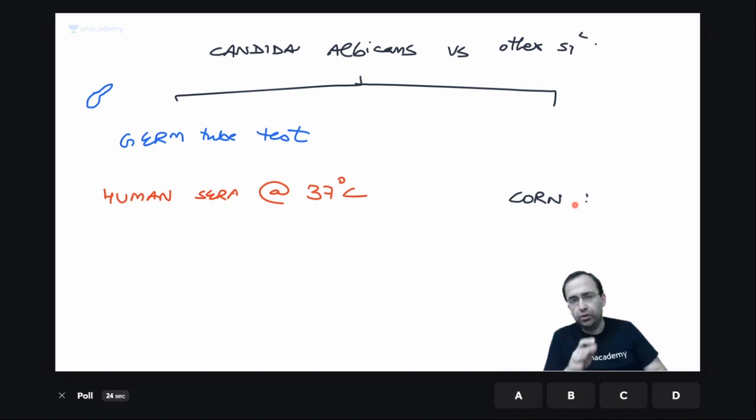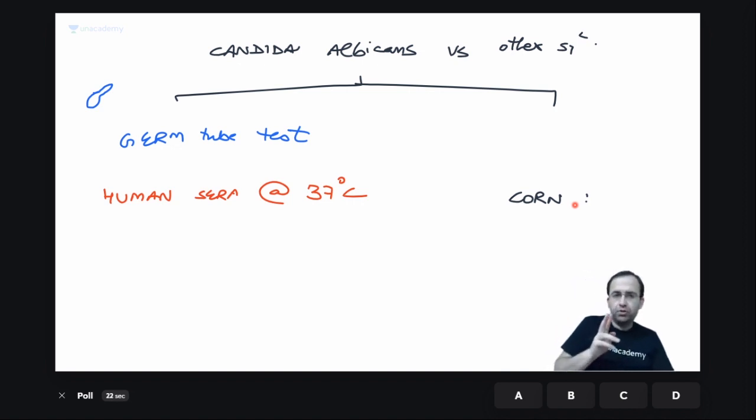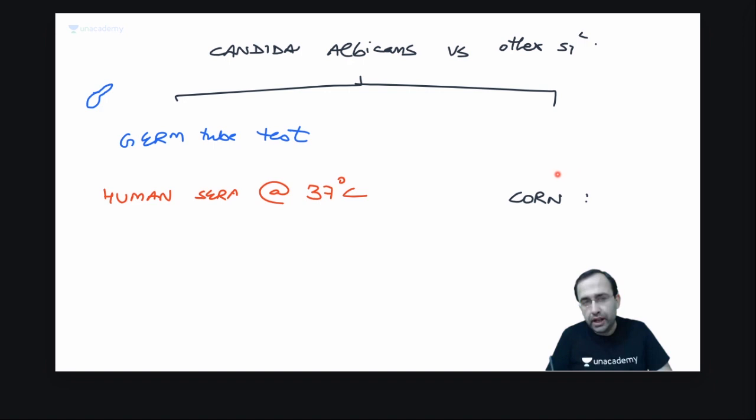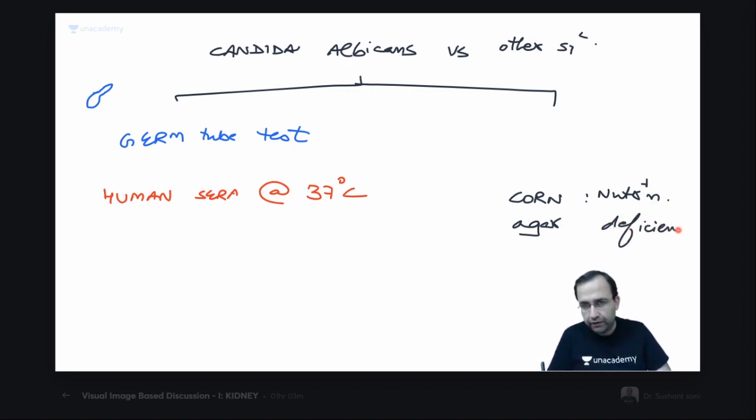I totally agree. My next question to you is chlamydospore formation. Is it taking place in nutritionally rich or nutritionally deficient medium? Nutritionally deficient. Corn agar, which is the answer. It is nutritionally deficient medium. That is, the second test is chlamydospore formation.